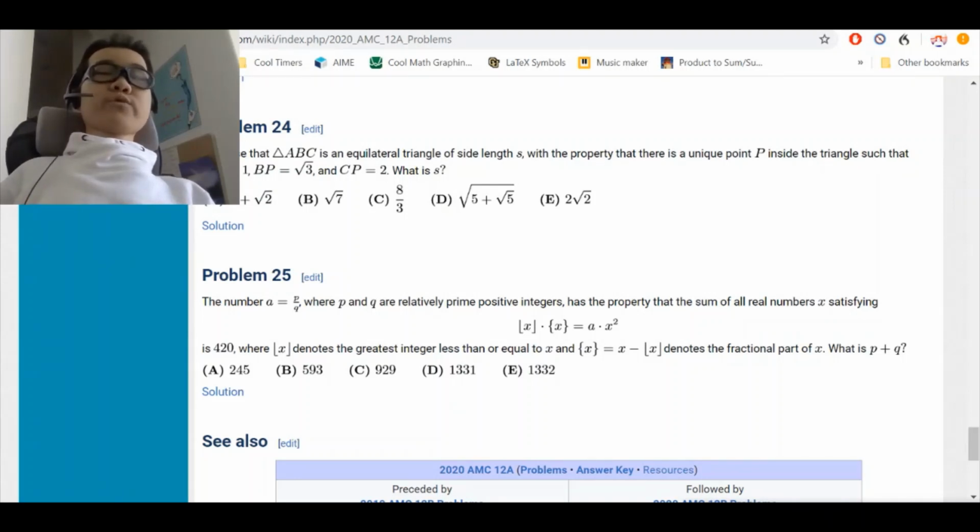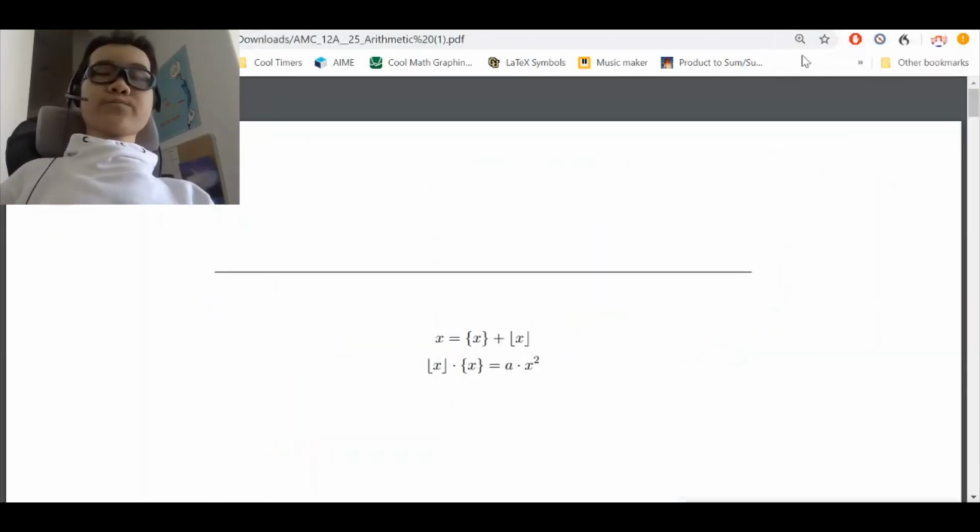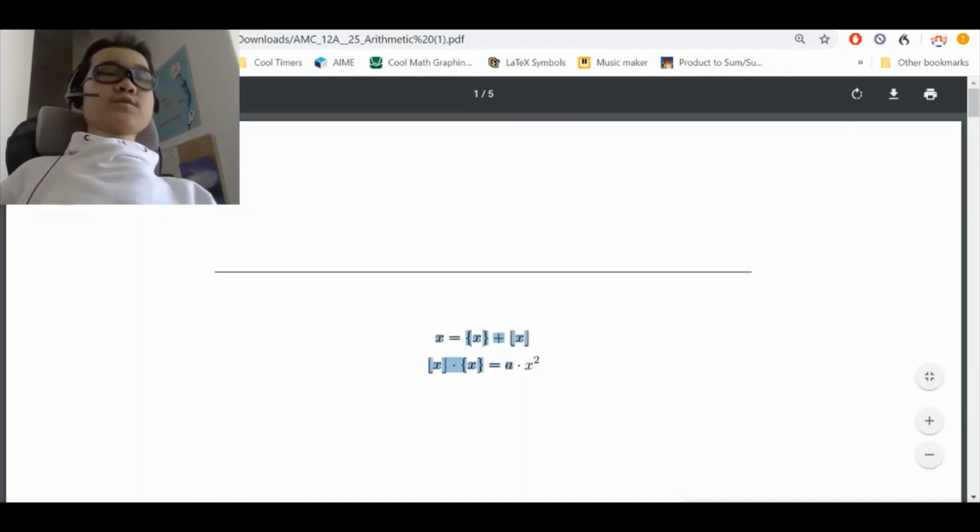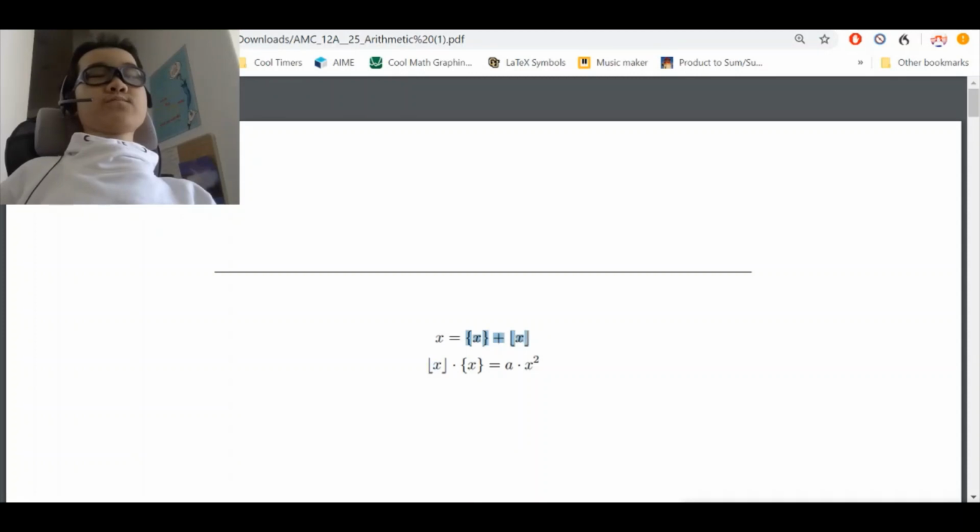So for most of the rest of the solution, let's now assume that x is greater than or equal to 1. Now let's get into more interesting stuff. We're given these two pieces of information, and we want to find the correct constant a, such that the sum of the solutions of x is 420. So we have two things added here, and we have two things multiplied here. So why don't we square the first equation? Then we'll get a 2 times floor of x frac of x term. So let's do that.